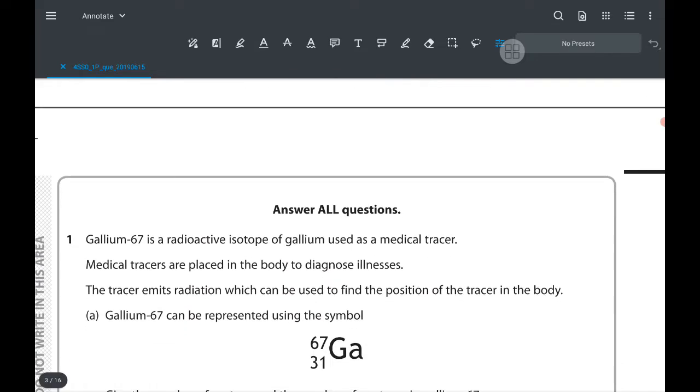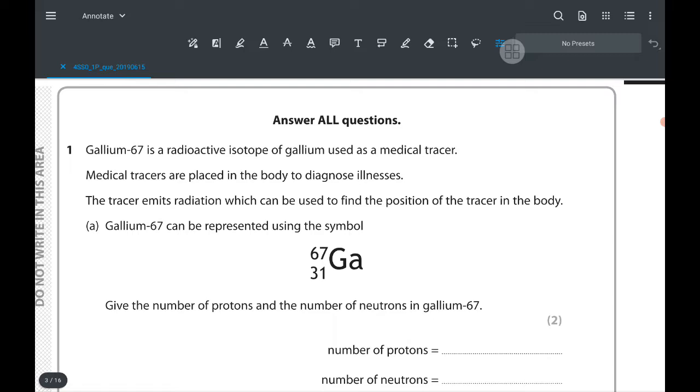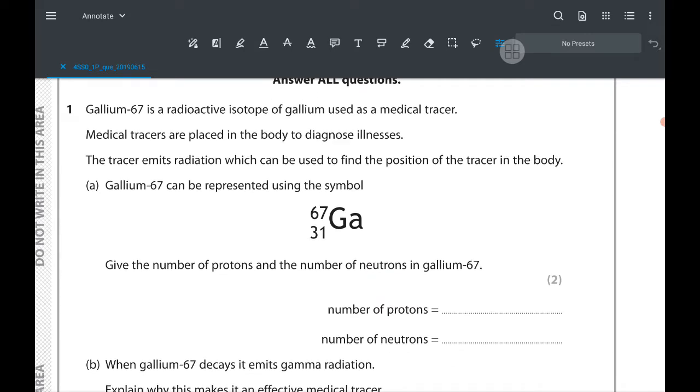And the first question is about radioactivity. Gallium-67 is a radioactive isotope of gallium used as a medical tracer. Medical tracers are placed in the body to diagnose illnesses. The tracers emit radiation which can be used to find the position of the tracer in the body. Gallium-67 can be represented using the symbol. You can see that the symbol is given, and I hope you already know what these numbers mean.